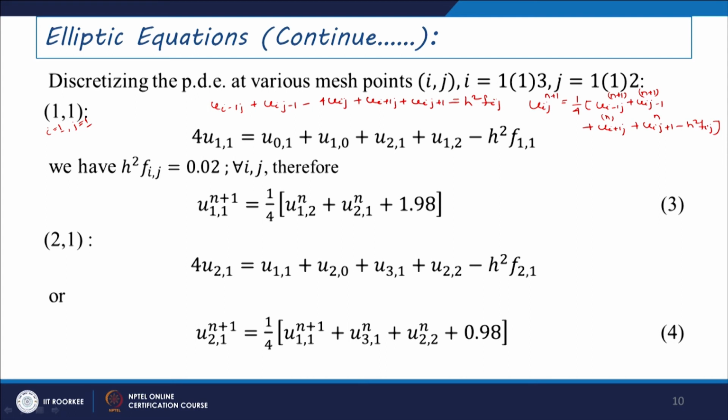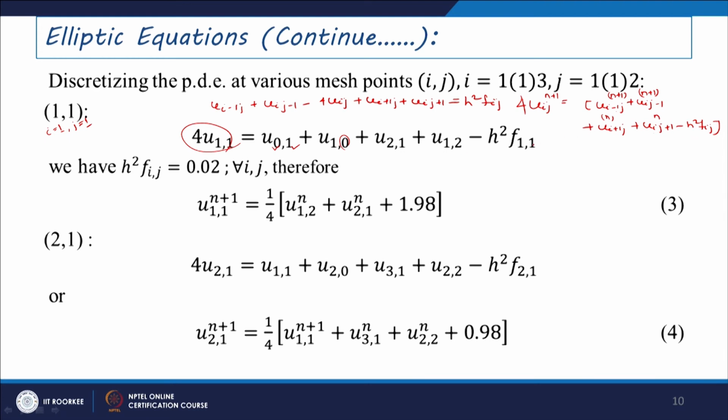If we multiply by 4 on this side, we can write this as 4 u(i,j) to the power n+1 in this form. And since i equals 1 and j equals 1, i minus 1 is 1 minus 1, which is 0, and j is 1, so u01 is there. j minus 1 takes the value 0, then u21, since 1 plus 1 is 2, and j is 1, then u12, since j plus 1 is 2, minus h² f11.